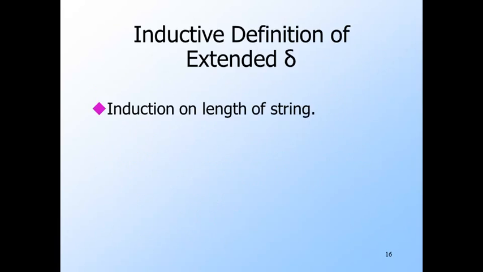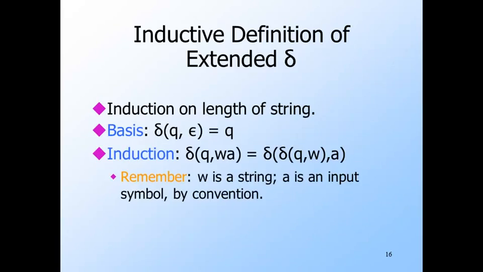The definition of the extended transition function delta is an induction on the length of the string to which this function is applied. For the basis, delta of Q and epsilon is Q. That is, if you're in state Q and no input symbols arrive, then you stay in state Q. For the induction, suppose the input string is WA. By our convention, W is a string of some length, possibly 0, and A is a single symbol.